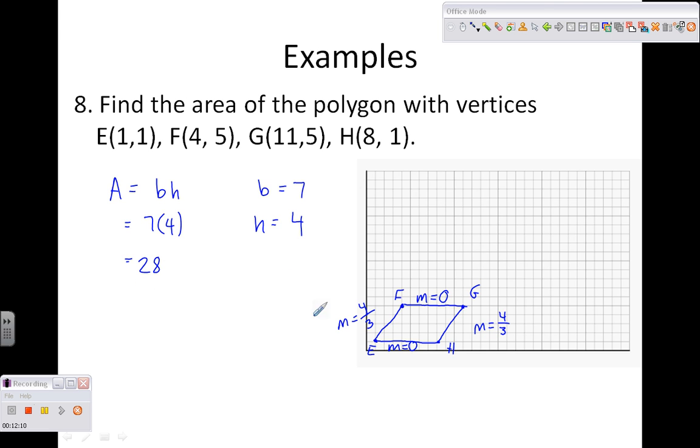Now since I'm on a coordinate plane, I'm not given any units, but I still need to put something down because it's not just 28 as a number. Since I don't know what the units are, I simply say it is units squared. So we have 28 units squared. And that's how we find the areas of parallelograms and rectangles.